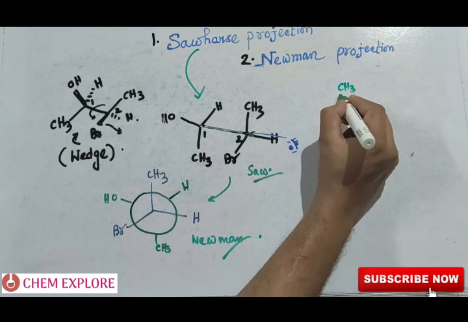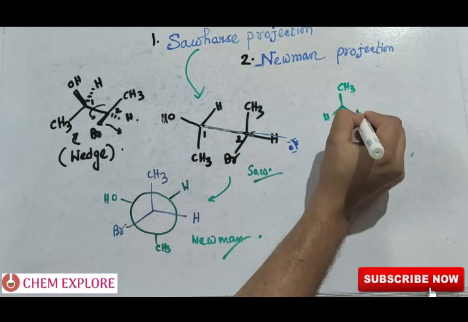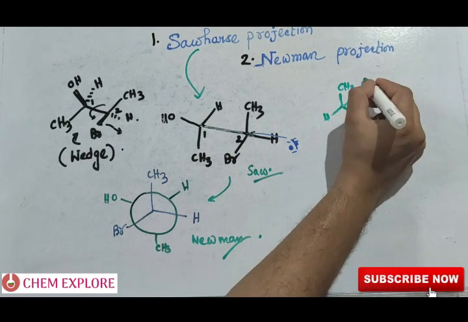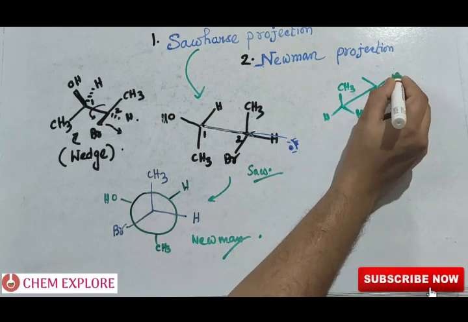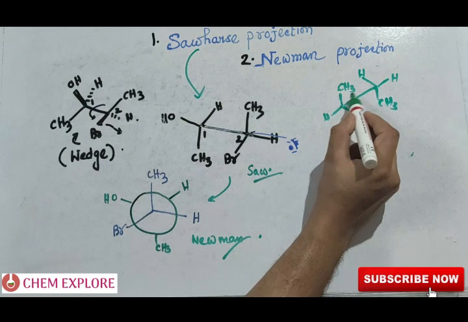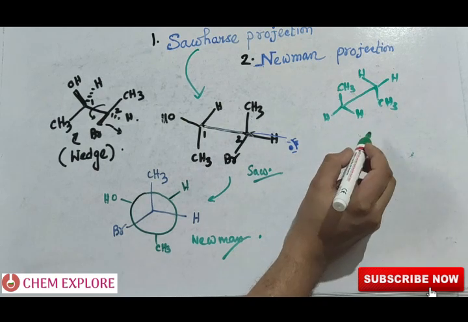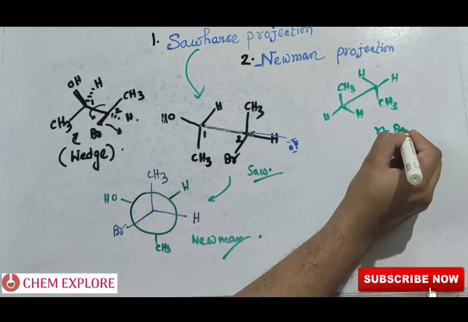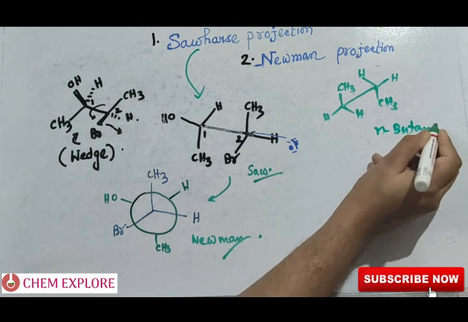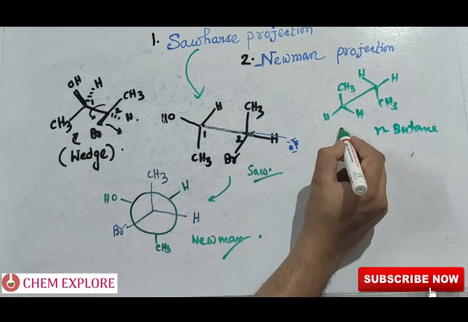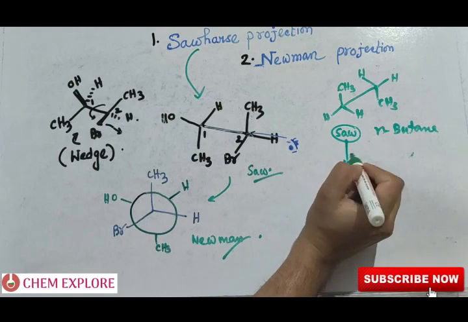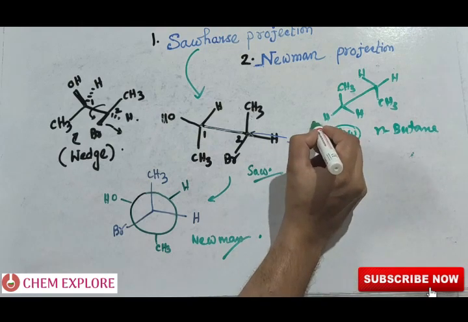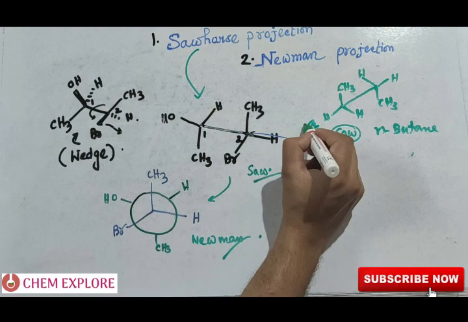Let's say I give you this molecule. What is this, 1 2 3 4? So this is basically butane. This is your Sawhorse position. Can you draw it in a Newman position? So the thing is that you have to look at this, just for understanding.